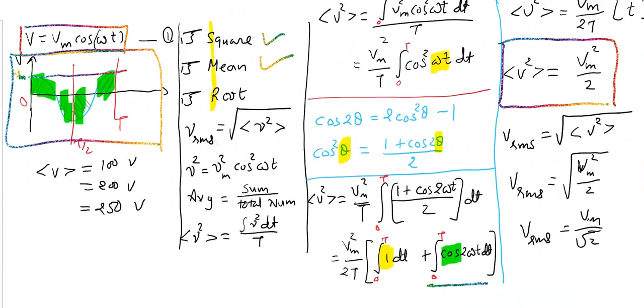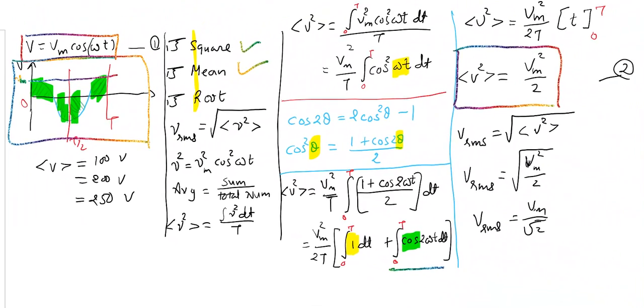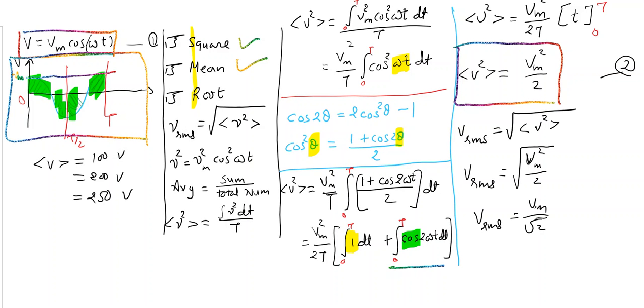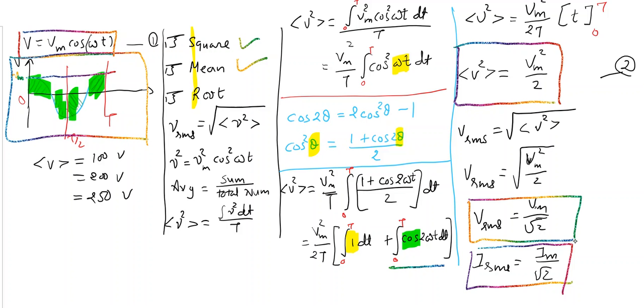So in AC circuit, current and voltage both are expressed in terms of their RMS value. If you have current, you can express current also in similar way. IRMS is Im, that is maximum value of current, by root 2. So that is all we need to know about RMS value of voltage and current.